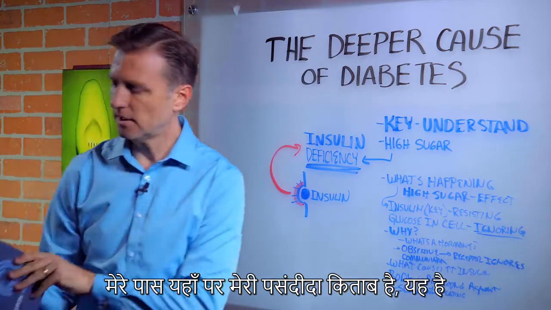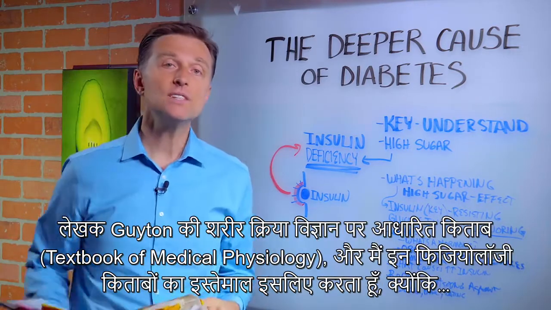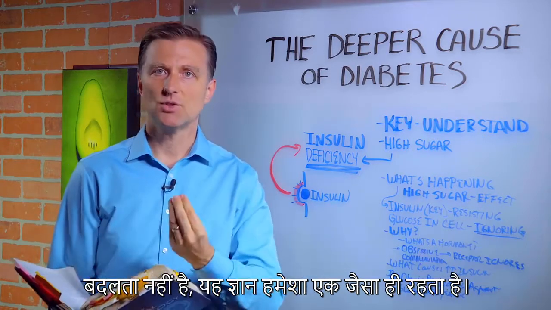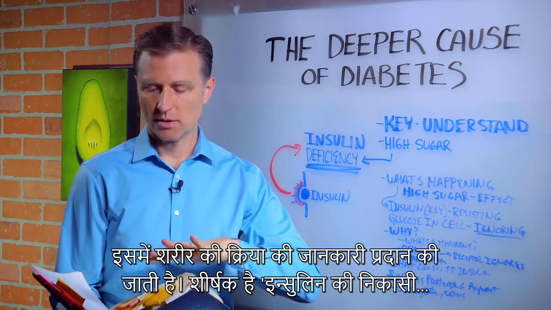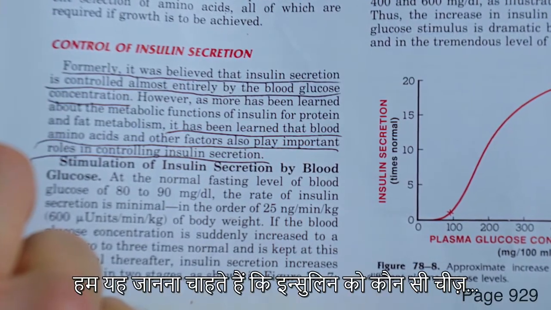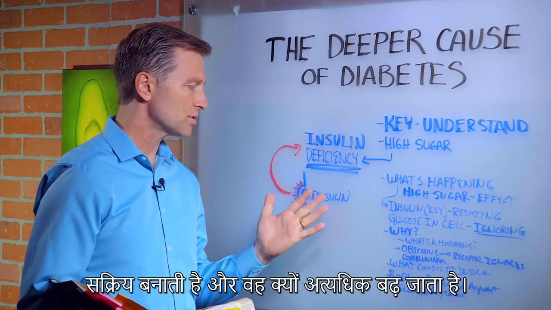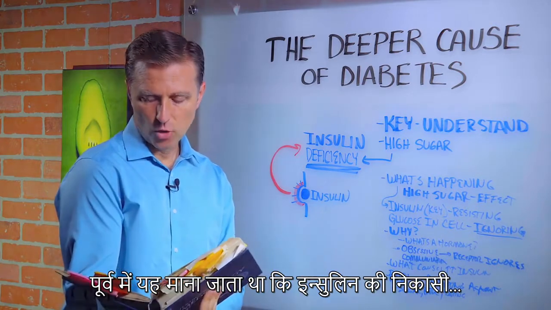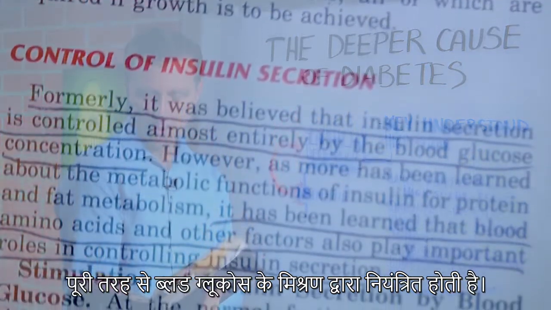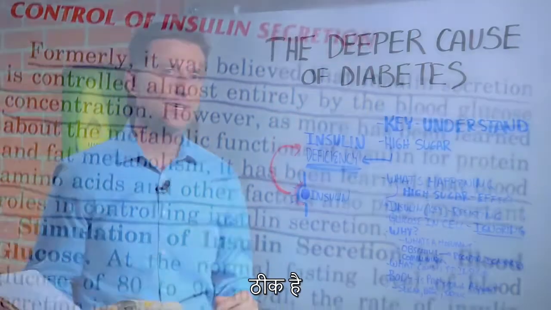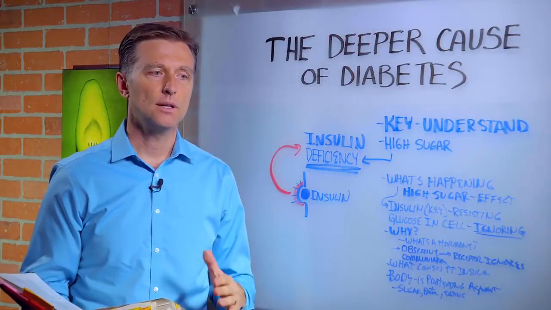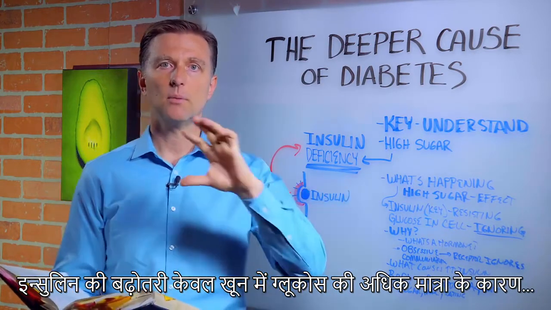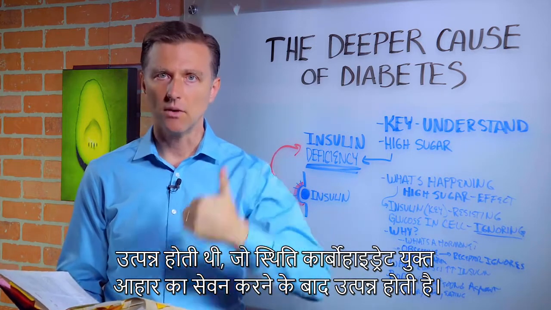That's where I have my favorite book, Guyton's Physiology. And the reason I use physiology books, because it gives the basic understanding that usually does not change over time. It usually stays consistent. It's how the body works. Control of insulin secretion. So we want to know what controls or what triggers insulin to go up. What raises insulin, right? First thing it says, formerly it was believed that insulin secretion is controlled almost entirely by blood glucose concentration. Okay? So we basically had this idea that a raise in insulin was only coming from high glucose in the blood, which is after a carbohydrate meal or too much sugar.